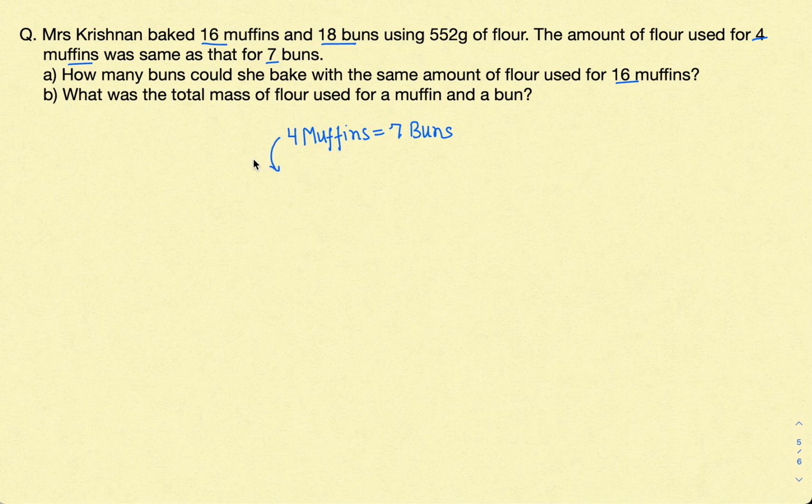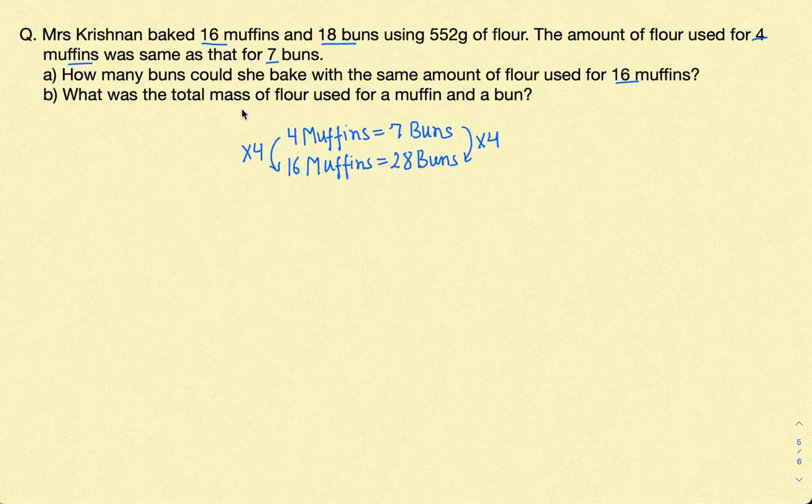It's simple, right? Just multiply it by 4. So 4 times 4 will give me 16. So that means 16 muffins should be equal to how many buns? It should be equal to 7, and obviously we need to multiply this also with 4, so that will give me 28 buns, right? That means the amount of flour that is used to make 16 muffins is same as what is required to make 28 buns. Now let's move on to the next part of the question.